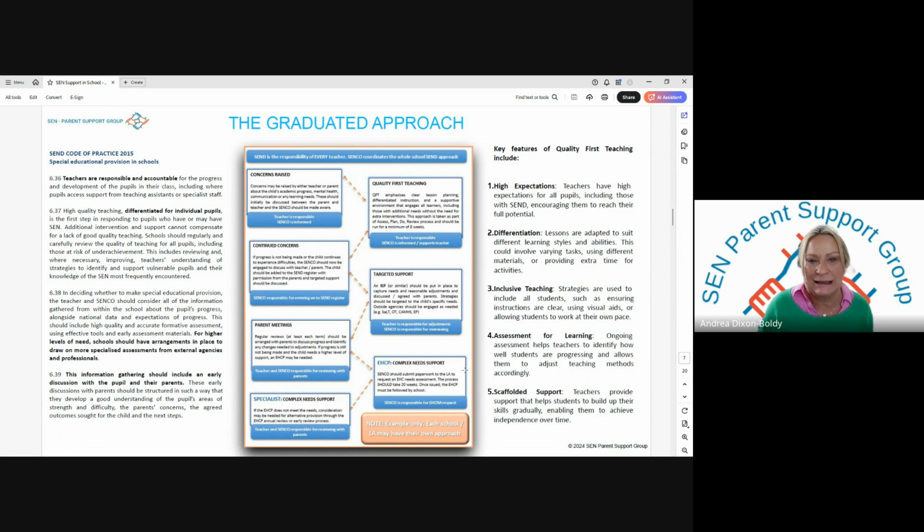So emphasis clearly on lesson planning, differentiating instruction and generating a supportive environment that engages all learners, including those with additional needs. This approach is taken as part of the assess, plan, do, review process and should be run for a minimum of 8 weeks. You could be told quite often that you need a few cycles. That is not true if this approach has been applied effectively.